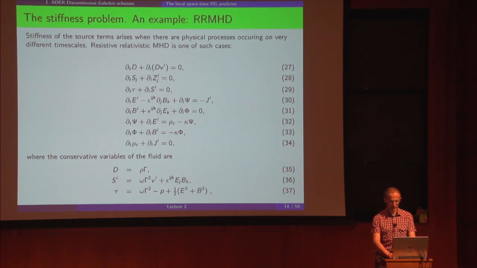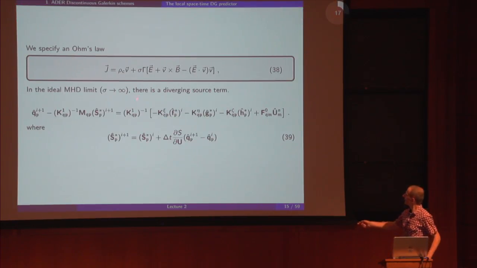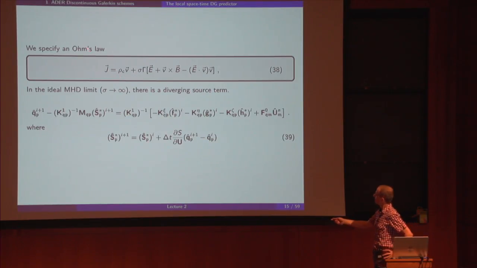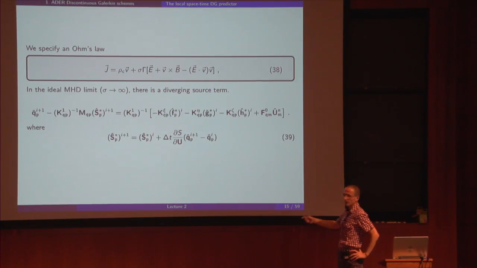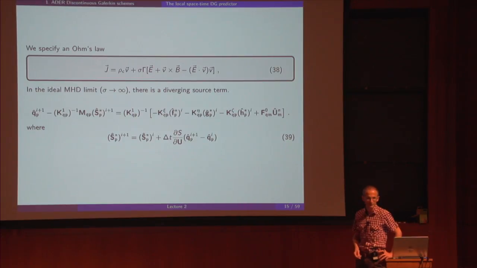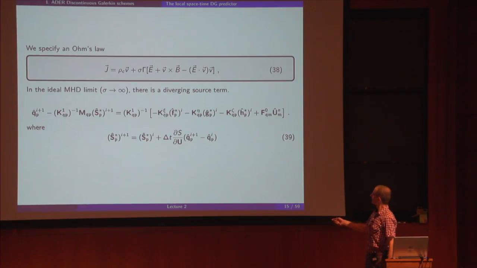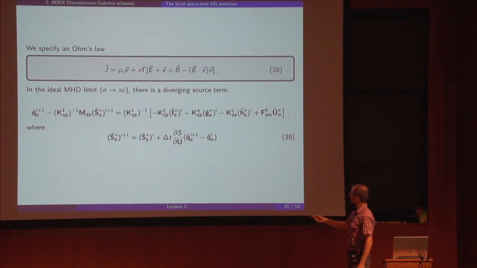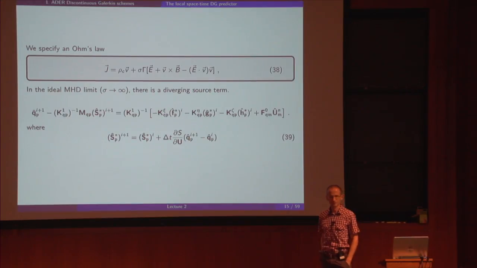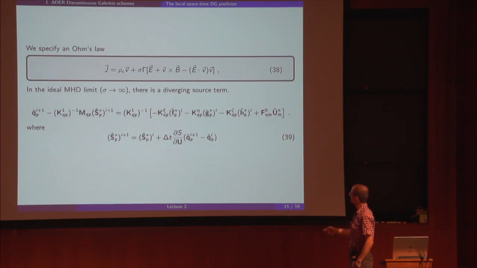Apart from this, we know that the currents, J, are dictated by Ohm's law. And so when sigma, the electric conductivity, goes to infinity, so in the ideal MHD limit, this equation becomes stiff. It's an interesting feature. So when sigma diverges, in the ideal MHD limit, you potentially have these stiff sources.